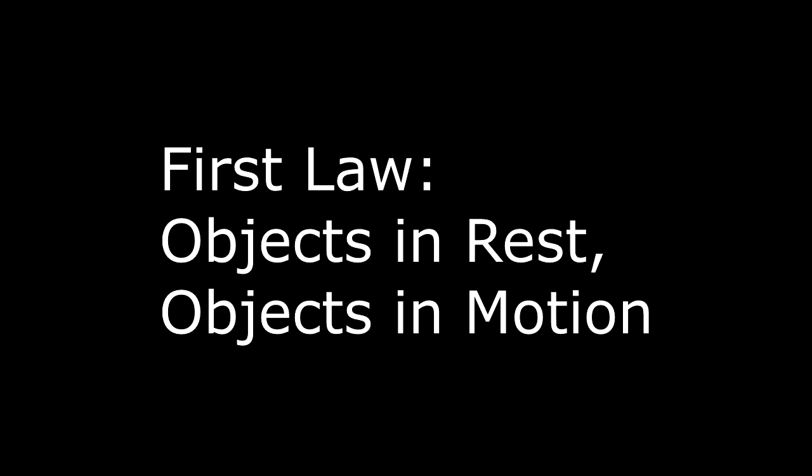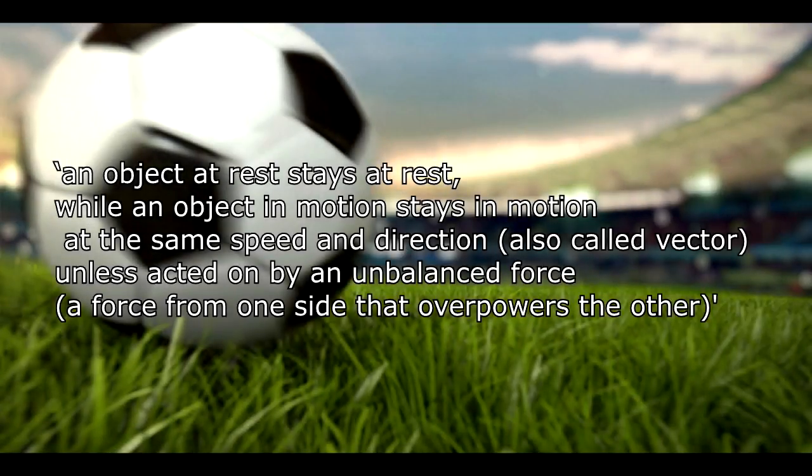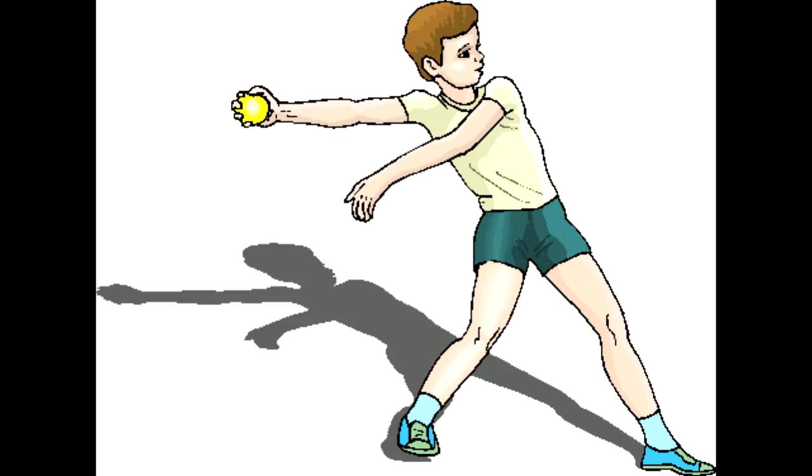First law. Object at rest stays at rest, object in motion stays in motion. A brief synopsis of the first law is that an object at rest stays at rest, while an object in motion stays in motion at the same speed and direction, also called vector, unless acted on by an unbalanced force, a force from one side that overpowers the other.